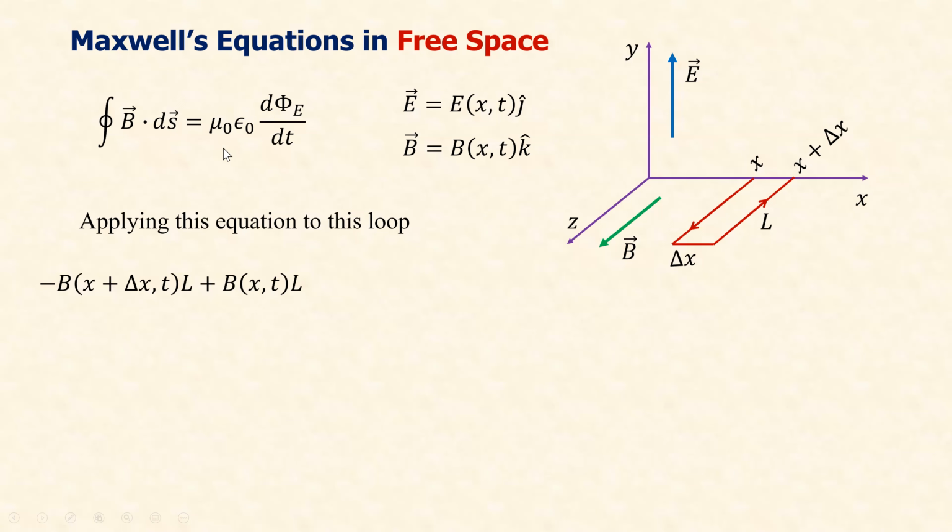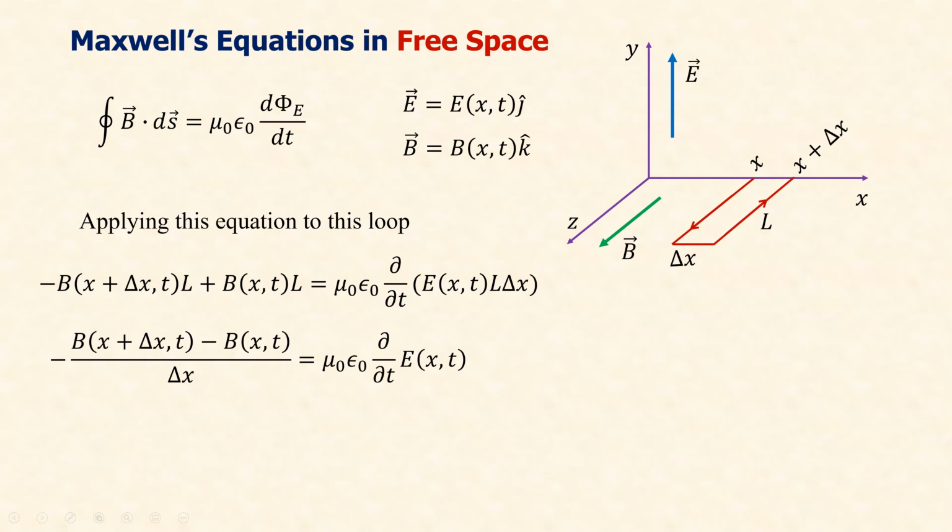So we say mu naught epsilon naught times the rate of change of the electric field at x and t times the area, which is L times delta x. So it becomes this: mu naught epsilon naught rate of change of electric field times the area, right? And then you see that every term has L. L can come out here and be factored and canceled. So L doesn't matter. Then we can bring this delta x out of this derivative and divide by delta x, all right? And we can write it this way.